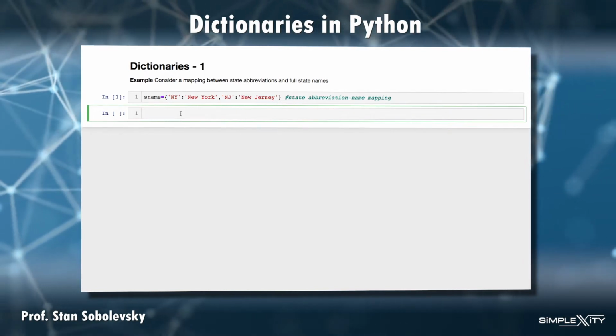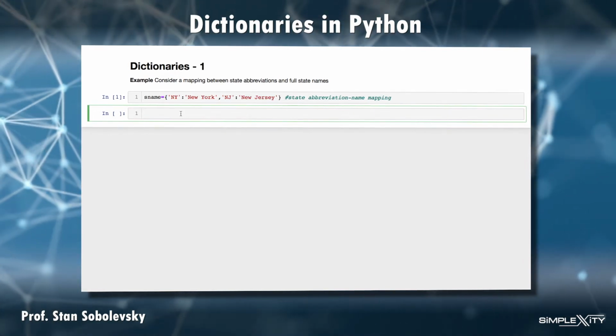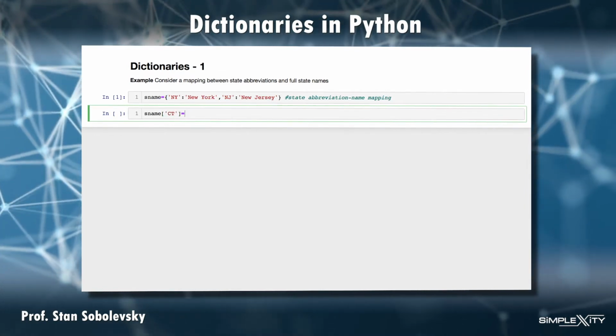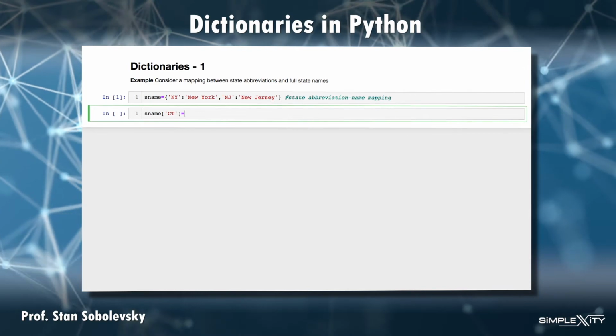Now if we want to add a mapping rule for a new key, we can do so by using an assignment syntax, pretty similar to assigning an element of a list.